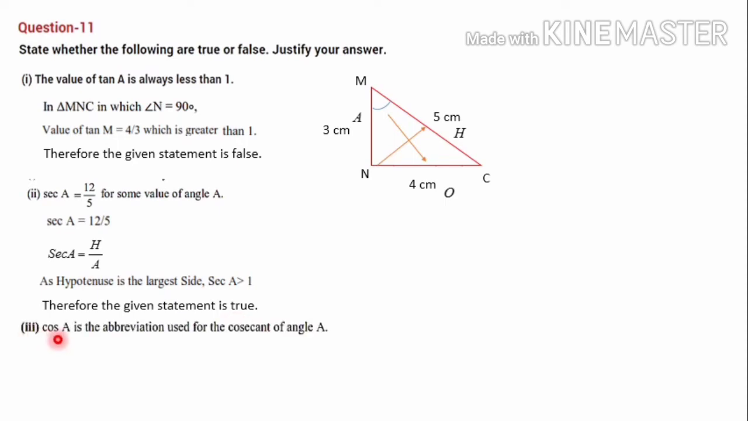And in the third statement, cos A is the abbreviation used for cosecant of angle A. Of course it is a wrong statement because we have already learned that cos A is the abbreviation of cosine of angle A, not cosecant of angle A. The abbreviation used for cosecant of angle A is cosec A, and therefore the given statement is false.